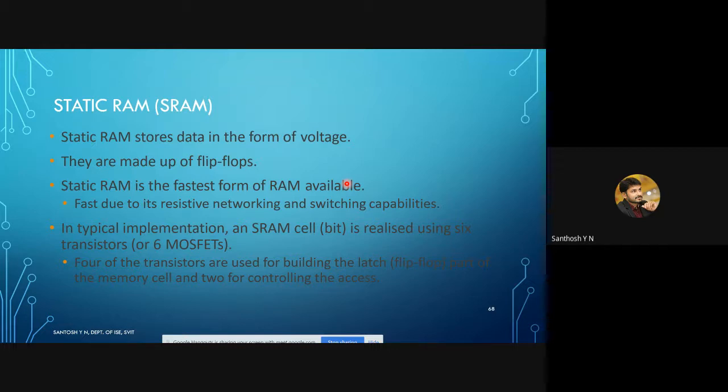This SRAM is realized using 6 transistors or 6 MOSFETs. SRAM can be realized by making use of 6 MOSFETs, that is metal oxide semiconductor field effect transistors. So the SRAM can be designed by making use of how many MOSFETs? 6 MOSFETs. 4 of the transistors are used for building up the latch part of the memory cell, and 2 for controlling the access. So among the 6 MOSFETs, 4 are used for building up the latch and 2 are used for controlling purpose.